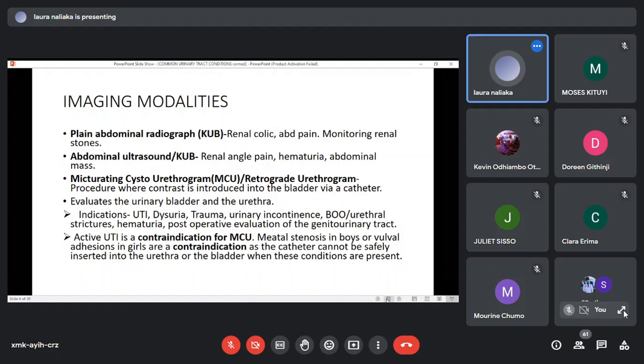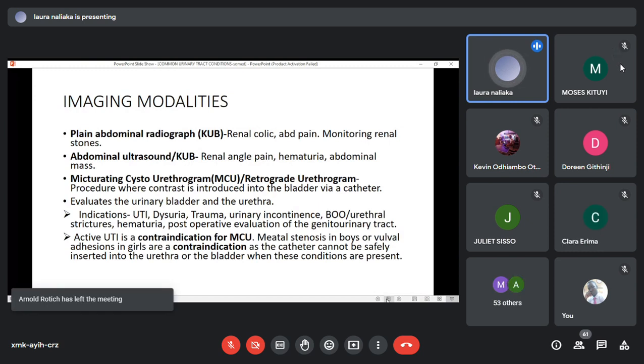is patients presenting with UTI, repeated UTIs, chronic UTIs. Patients who present with dysuria, that's painful micturition. Trauma, especially to the pelvis, you want to evaluate the bladder and the urethra. Urinary incontinence of a known cause, you want to check for any bladder issues or bladder problems or pathologies.